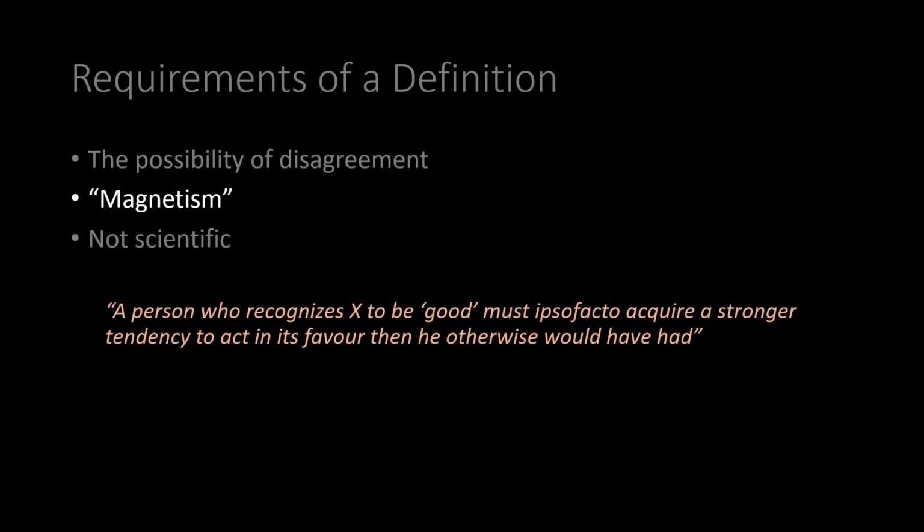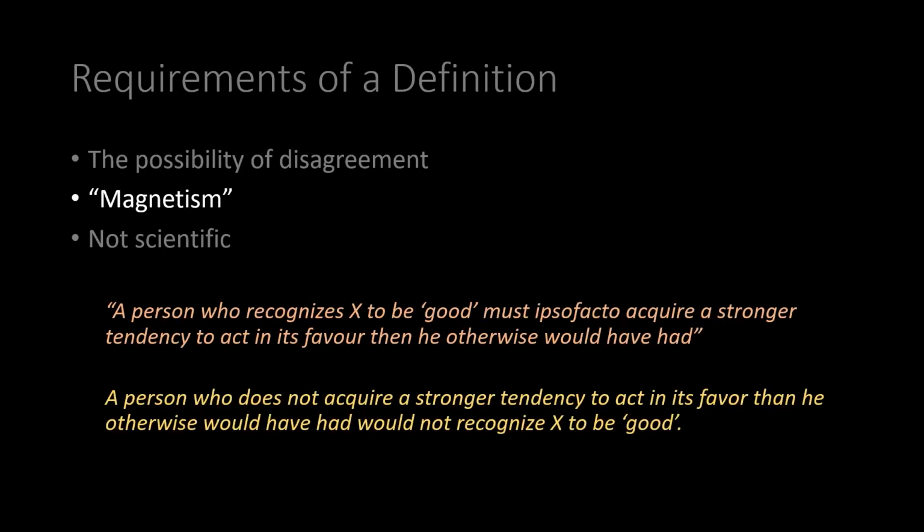Stevenson's claim that a theory of ethical terms must account for what he called magnetism deserves a closer look. Let's accept for the sake of argument Stevenson's claim that, quote, "A person who recognizes X to be good must ipso facto acquire a stronger tendency to act in its favor than he otherwise would have had," end quote. One of the things that this implies is the following. If a person doesn't acquire a stronger tendency to act in its favor than he otherwise would have had, then it's not the case that he would recognize it to be good. Now, this might be true, that he would not recognize it to be good. However, what we're interested in knowing is if it really is good.